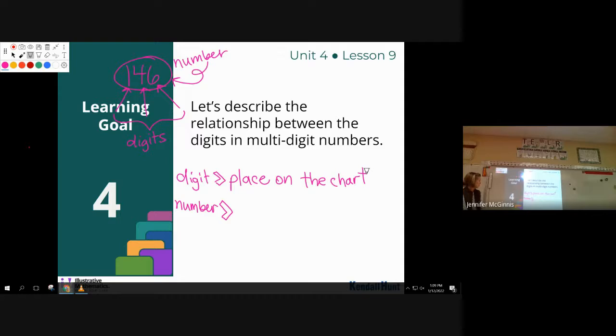Now, can we change the value of the 6? Can we change the value of the 6? How would we do that?